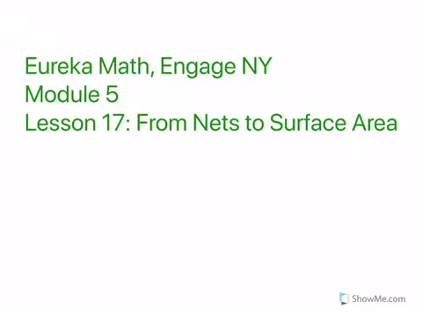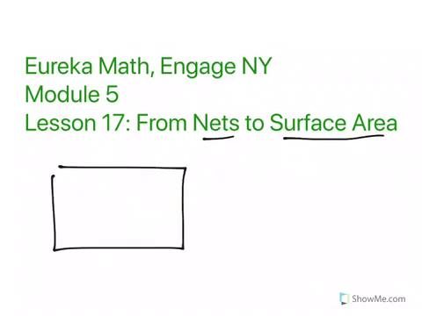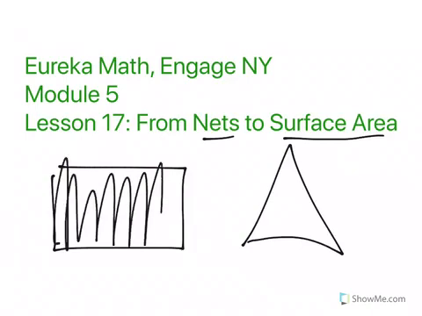Welcome to Eureka Math / EngageNY Math, Module 5, Lesson 17, going from nets to surface area. We've talked about area in the past. You've had shapes, whether triangles, rectangles, or squares, and you found the area, meaning the area that you could fill in. If you think about it as a wall, you might paint that area, the inside, so to speak, the flat surface.